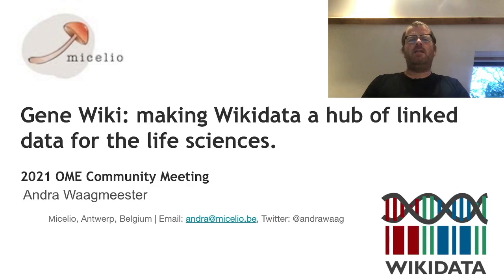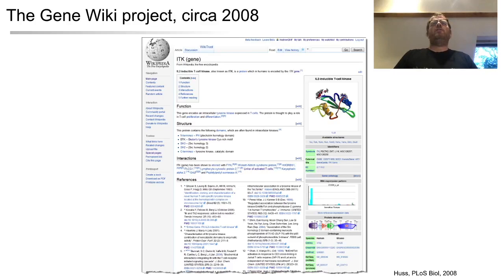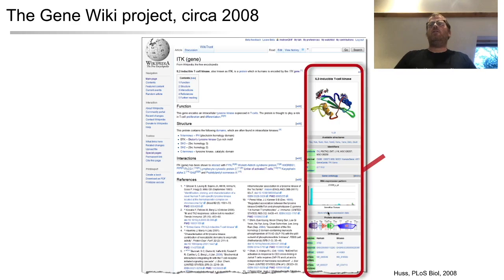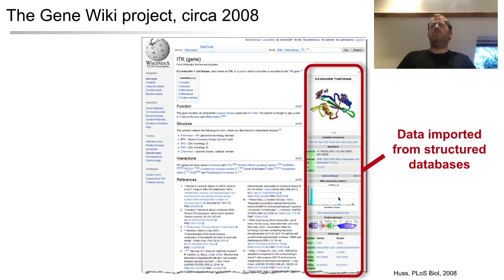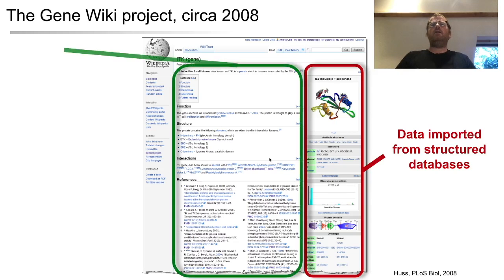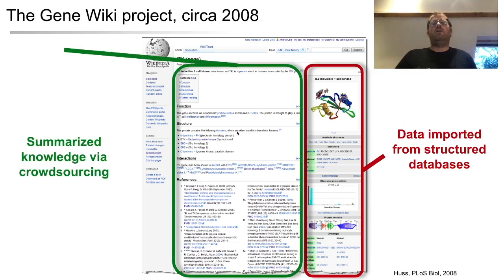Today I'm presenting Gene Wiki, a project that is making Wikidata a hub of linked data for the life science. Gene Wiki started in 2008 by creating Wikipedia articles for every human gene. This was achieved by combining structured data from external databases imported in what is called in Wikipedia an info box, a table where the knowledge is rendered, and information crowdsourced on the individual genes.